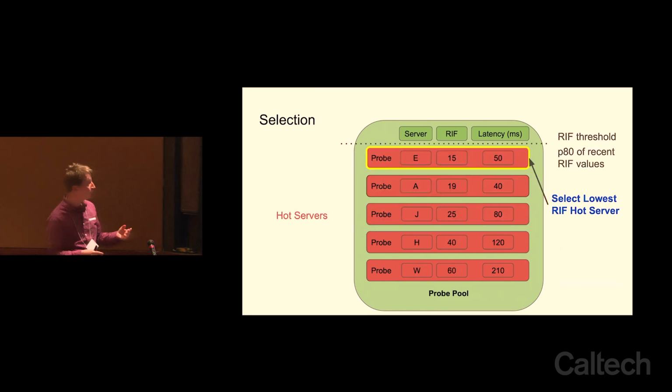However, if all servers that we happen to have in the pool are hot, then we just select the one with the lowest requests in flight, so that we limit the load. So this is going back to the power of D choices. We will try to limit sending to the worst one.